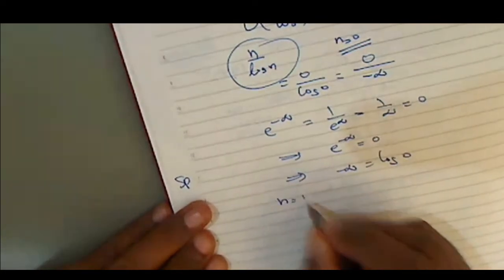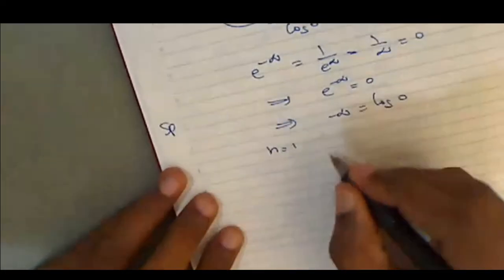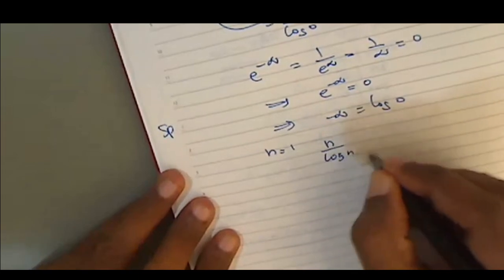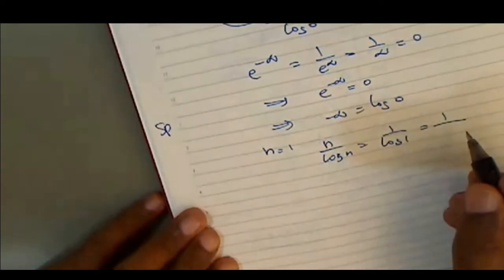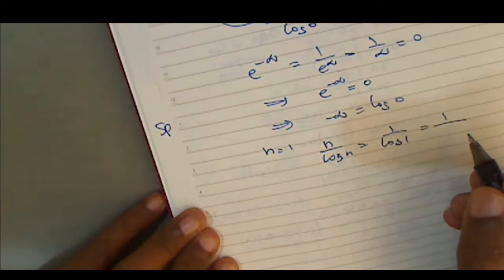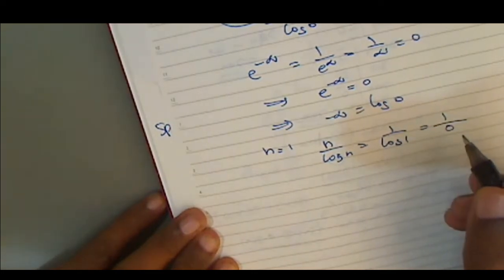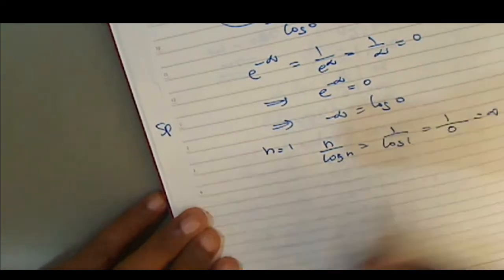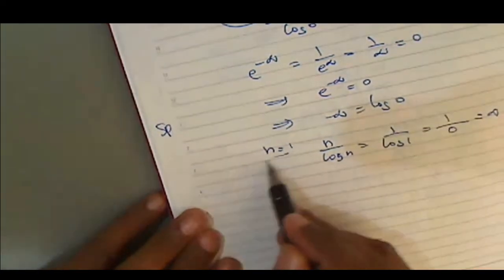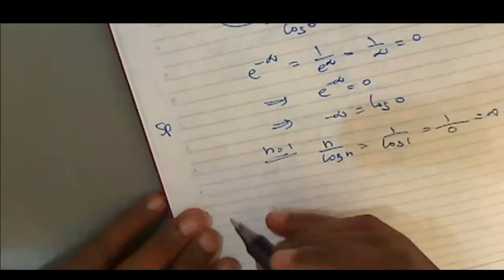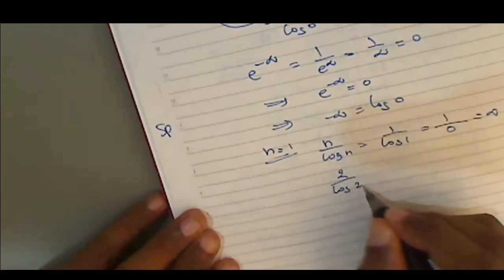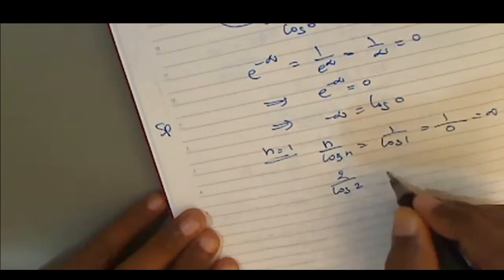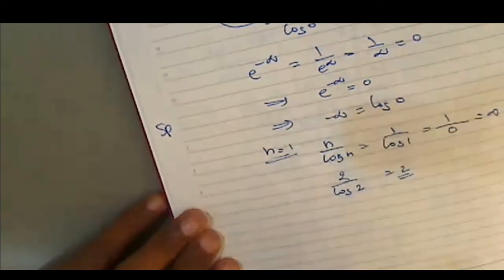Now if you take n equal to 1, what will happen? This n by log n becomes 1 by log 1. What's the value of log 1? It's 0. Log 1 to any base is again 0, right? So 1 by 0 is infinite. Once again, it cannot be defined for n equal to 1. But from n equal to 2 onwards, it's possible. If you take 2, what happens? 2 by log 2, with log 2 to the base 2 equal to 2, so this becomes 1.